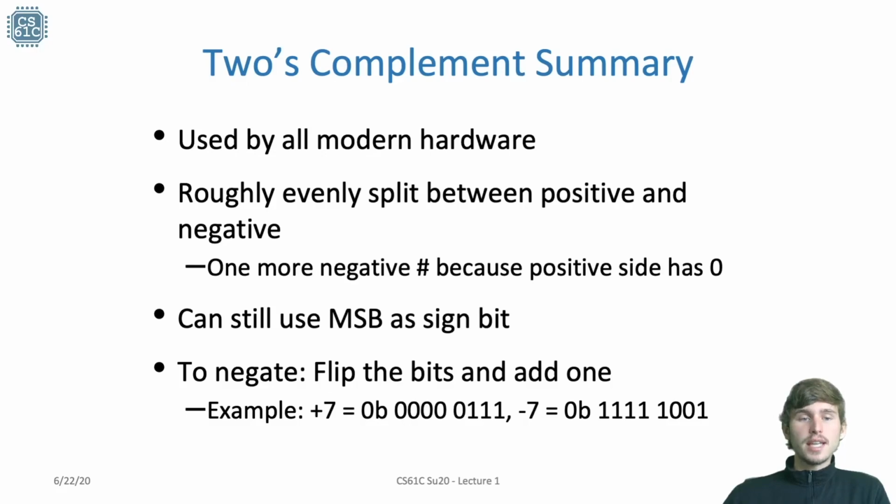How about negation? Well, negation is also fairly simple. We just flip the bits and add 1. As you can see, if we had 7, which is all zeros except for three 1s at the end, we just flip all these bits, so it would be all 1s here and 0, 0, 0 at the end, but then we add 1, so this is negative 7. So conversion is very, very simple with 2's complement.